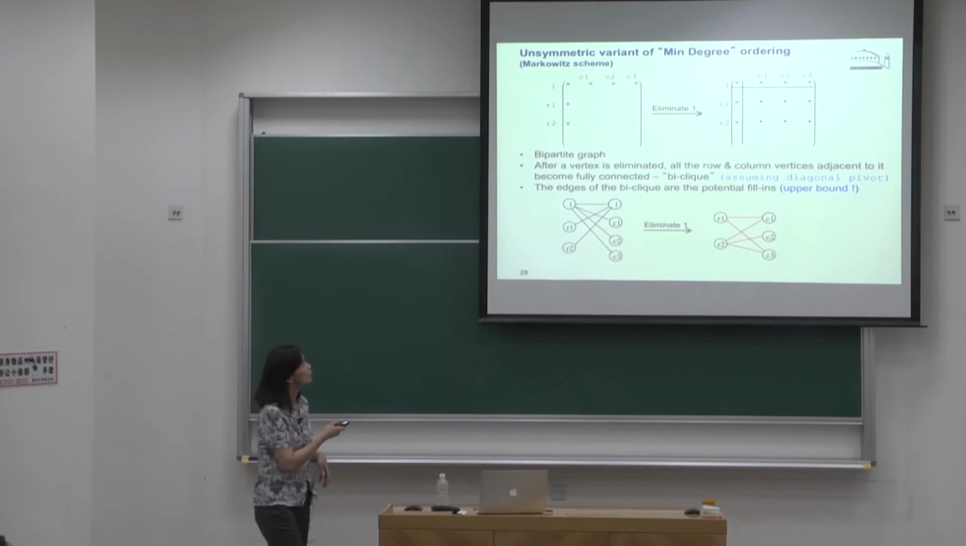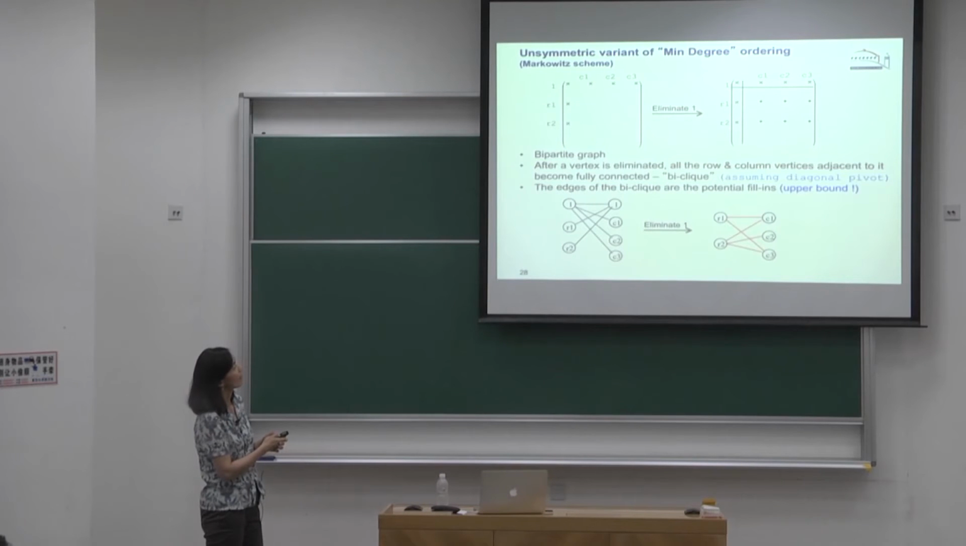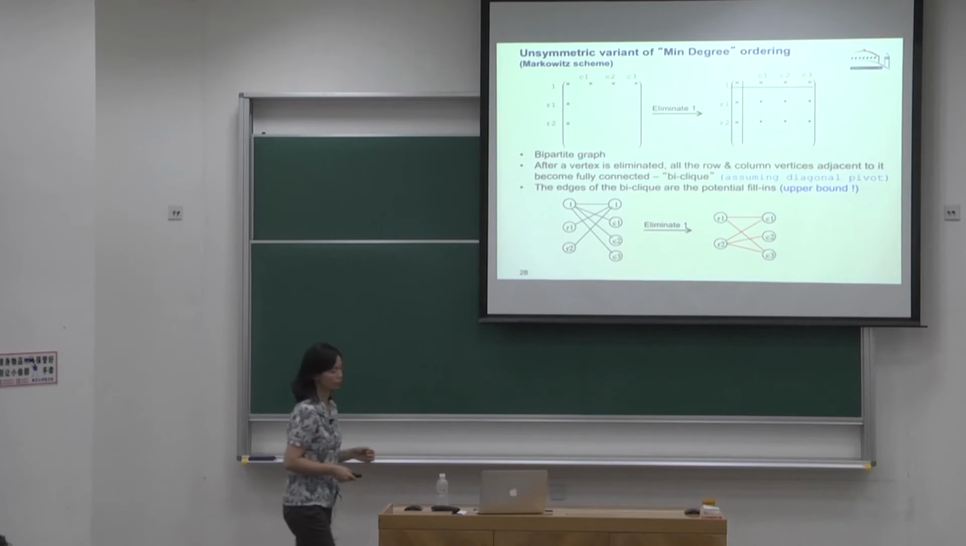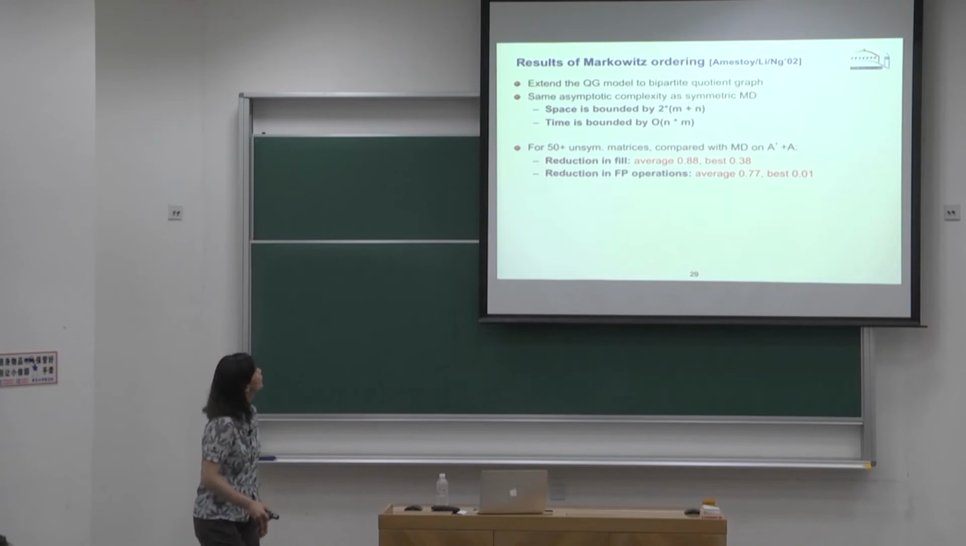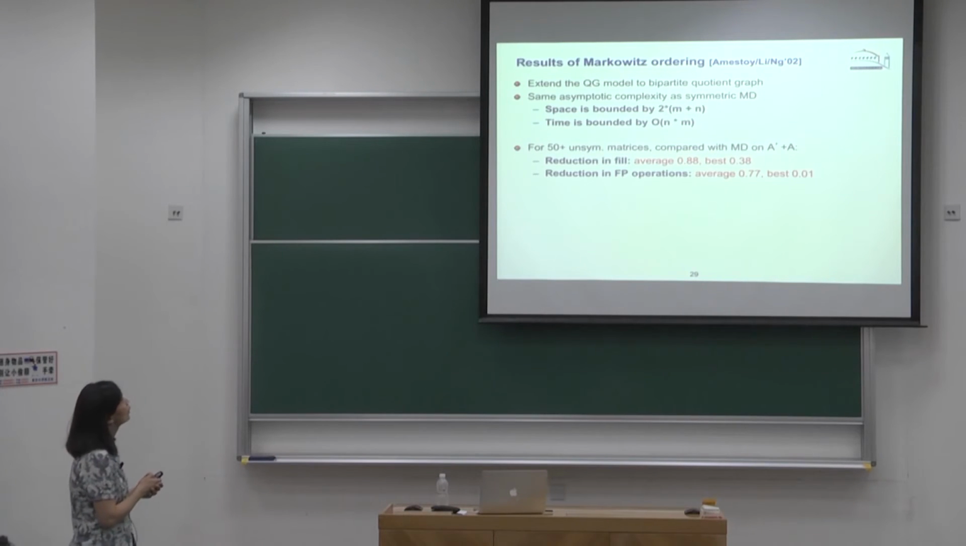Okay, but this works only if we do diagonal pivoting, if we don't do numerical pivoting. So then we can extend the symmetric quotient graph model to the bipartite quotient graph. And then we have the same asymptotic complexity as the symmetric minimum degree algorithm. The space is bounded by something almost linear, and the time is bounded by n times m.